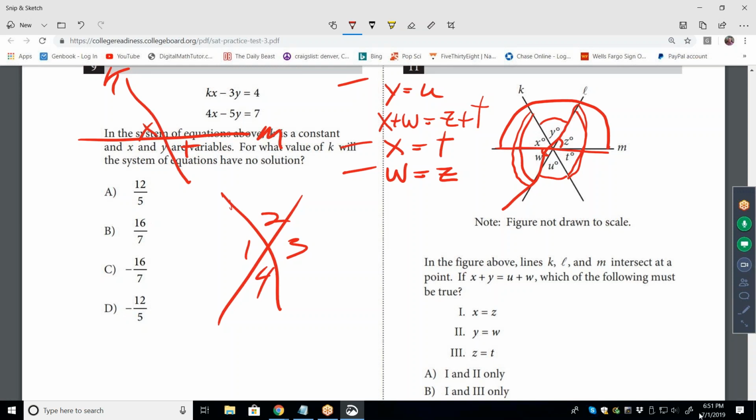But let's take one other piece of information that they've given us. x plus y equals u plus w. So let's write that in. x plus y equals u plus w. Okay. Well, I know that y equals u, right? So what does that mean about x and w?